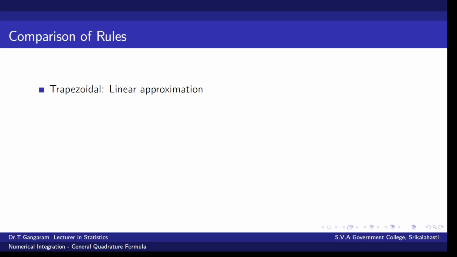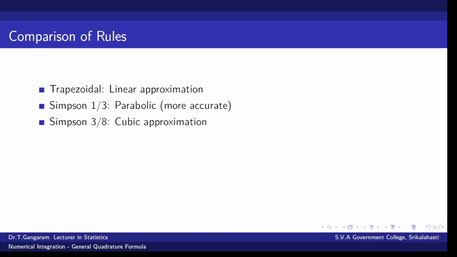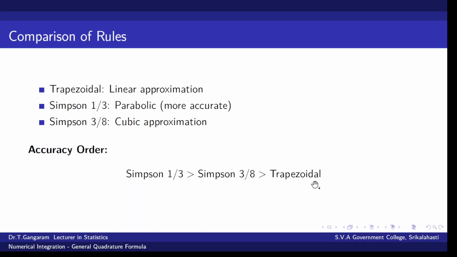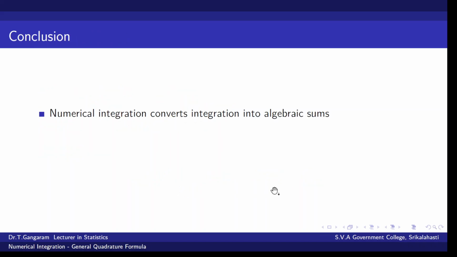Comparison of rules: the trapezoidal rule is a linear approximation, Simpson's one third is parabolic and more accurate, and Simpson's 3/8 rule is a cubic approximation. On accuracy order, by using Simpson's one third rule we can get accurate results. Simpson's 3/8 rule is less accurate than Simpson's one third, and the trapezoidal rule is less accurate than these two.